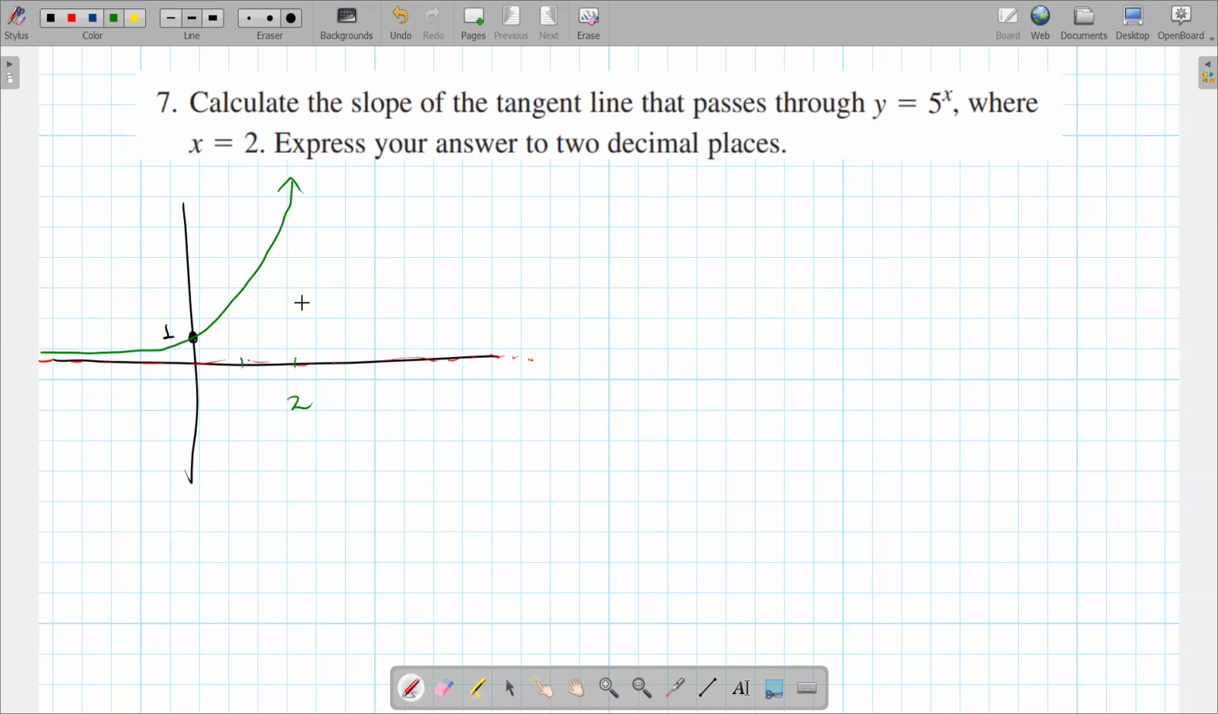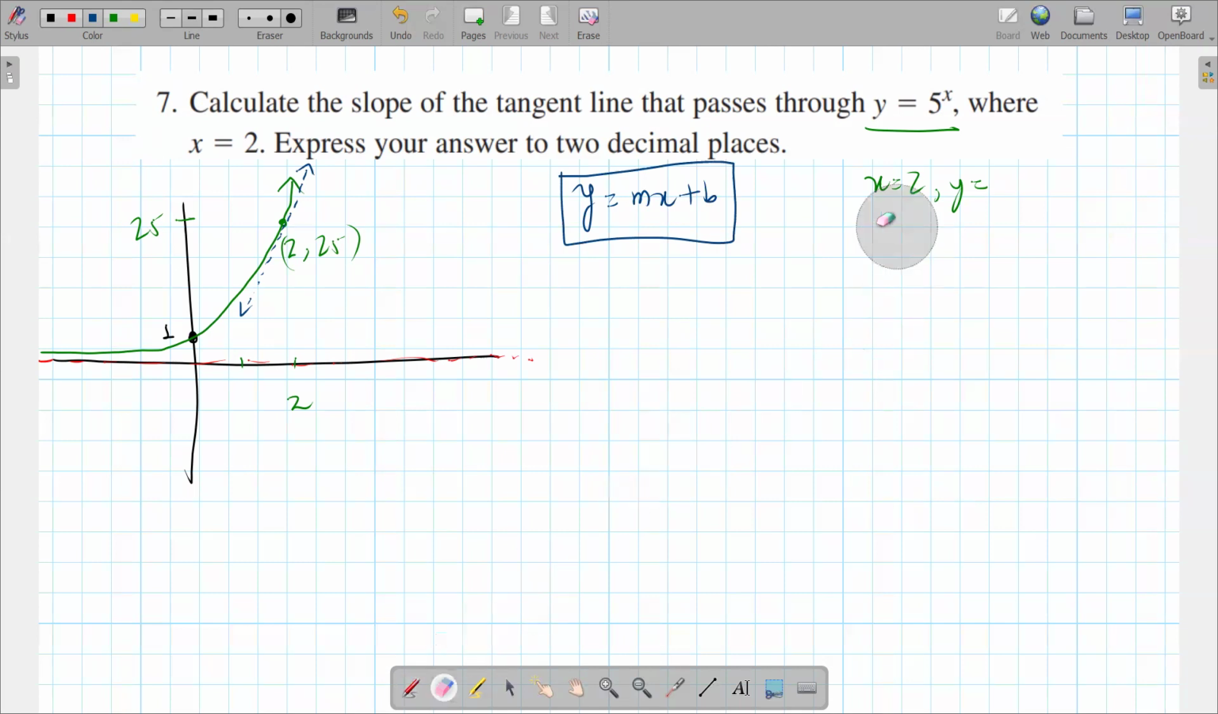So at the x value of 2, what's the y value for 5 to the x? When x is 2, what's the y value? It's 25. So we know that this point is 2 comma 25. What's the question asking us? The tangent line. So it's going to look like this. The tangent line is going to be in this form: y equals mx plus b.